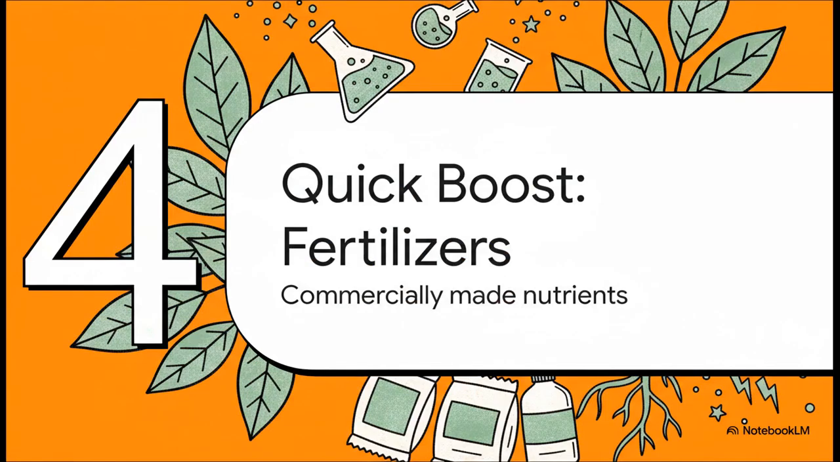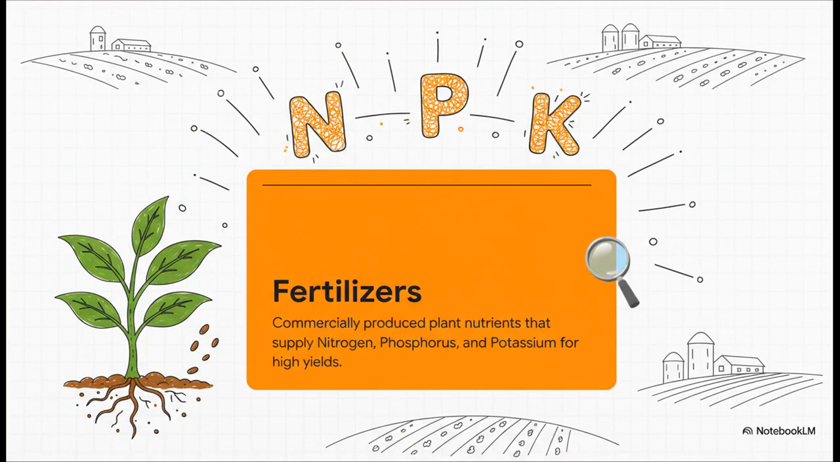So, that was the organic approach. Now let's look at a different method, what we can call the quick boost. This is where fertilizers come in. These are commercially produced nutrients. So what exactly are fertilizers? Well, they are basically plant nutrients that are produced commercially in factories. They are designed to supply specific elements like nitrogen, phosphorus, and potassium in a concentrated form. The main goal is to ensure good vegetative growth. That means healthy leaves and stems, and ultimately to get higher yields from the crops.